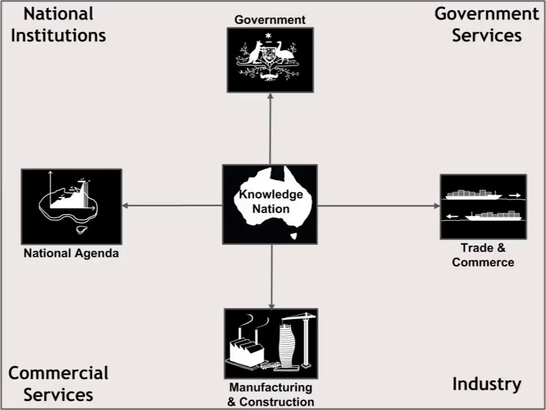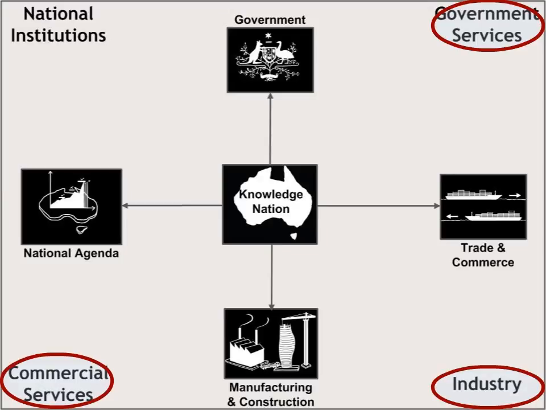I would then name the quadrants as I illustrate here: government services, industry, commercial services, and national institutions, to ensure everybody understands the nature of the content of each quadrant and how it is different to the content of other quadrants.